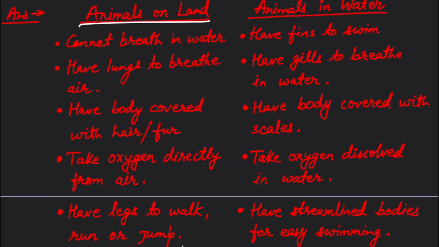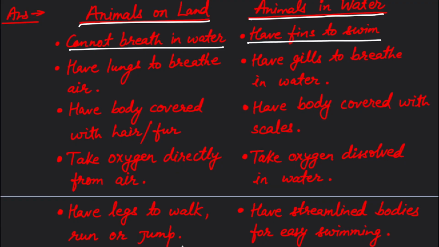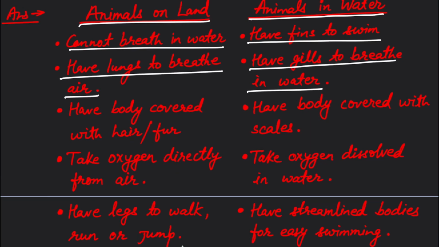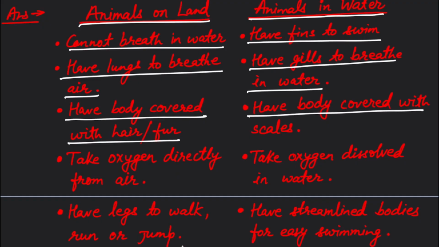Animals on land, animals in water. Animals on land cannot breathe in water. Animals in water have fins to swim. Animals on land have lungs to breathe air. Animals in water have gills to breathe in water. Animals on land have body covered with hair or fur. Animals in water have body covered with scales.